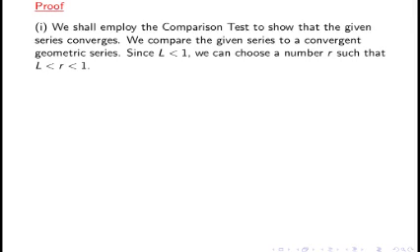So you could in fact take (1 minus L) divided by 2 and add it to L. You will then get a number which is exactly halfway between L and 1. So the point is, it's possible to pick such a number r. Now, for this number, we have that the limit as n goes to infinity of the absolute value of a_(n+1) divided by a_n is L, and that L is less than r.